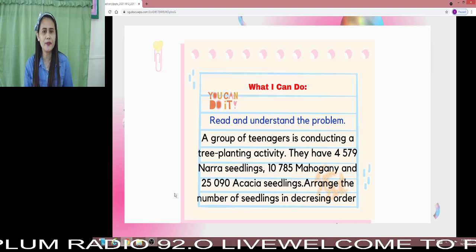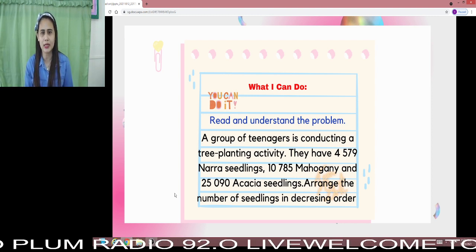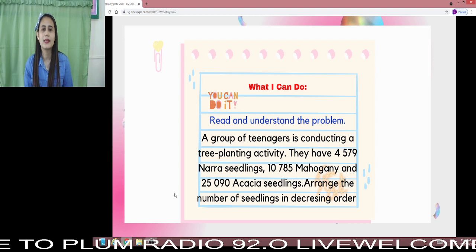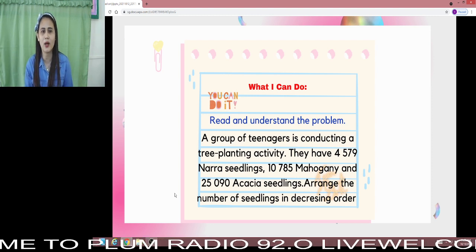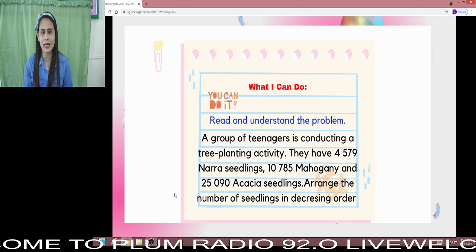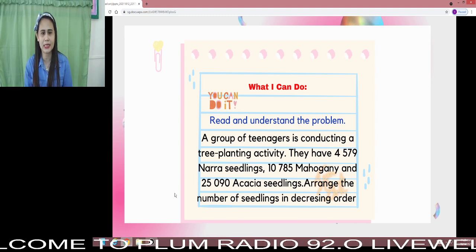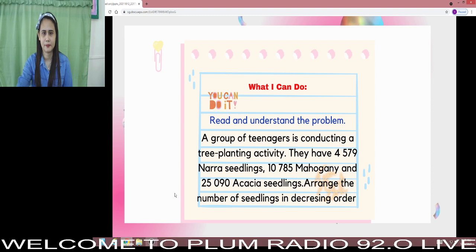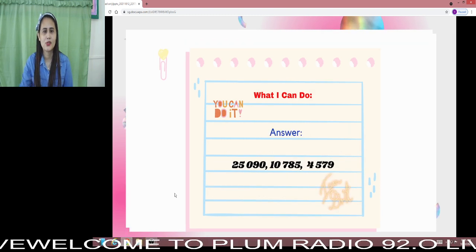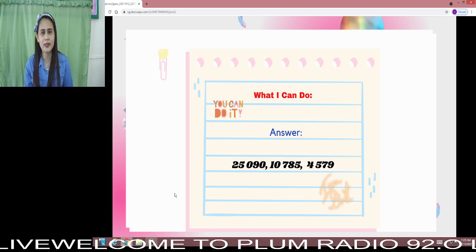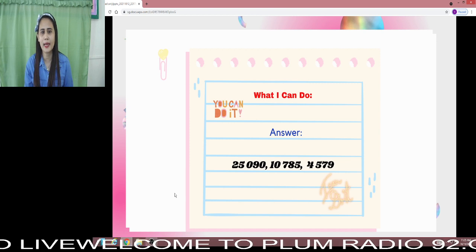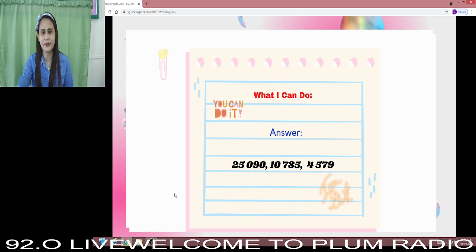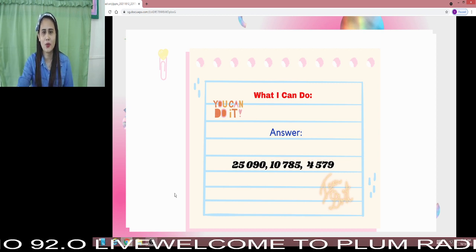Again, a group of teenagers is conducting a tree planting activity. They have 4,579 Narra seedlings, 10,785 mahogany, and 25,090 acacia seedlings. Arrange the number of seedlings in decreasing order. Go! So if your answer is 25,090 followed by 10,785 and 4,579, you are correct. Good job, kids.